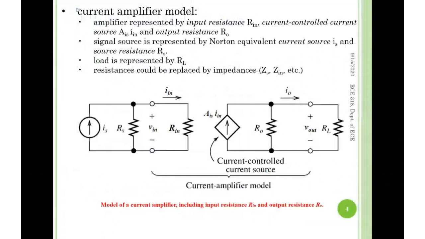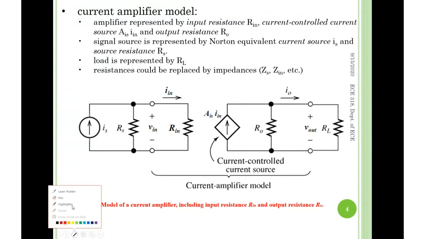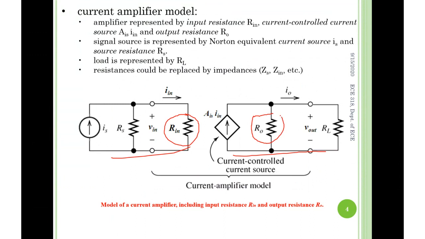Right, next one is the current amplifier, which is not the point for this class. However, the model is a little bit different. Instead of a series connection, now it's parallel connected in both input end and output end. In a voltage amplifier, we are applying the voltage divider idea, and in a current amplifier, we are applying the current divider idea. This is also part of the solution for the homework zero problem. So now let's take a look at the input resistance Rin and output resistance R0 once again.